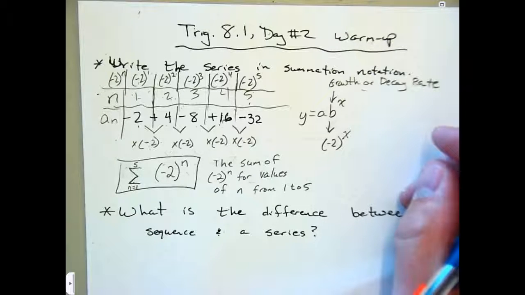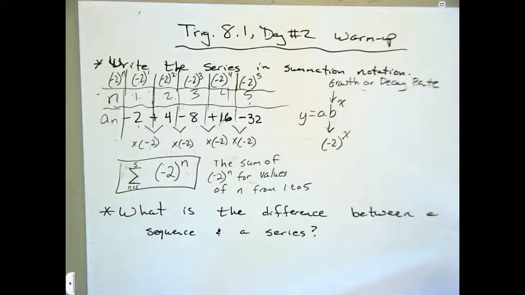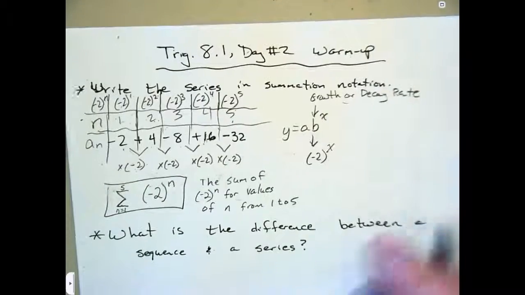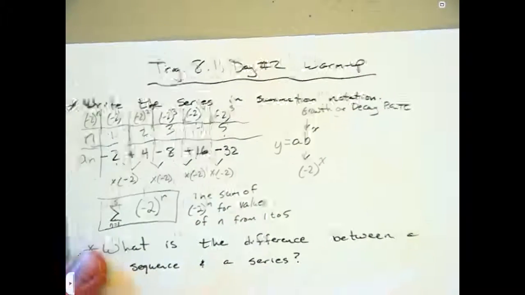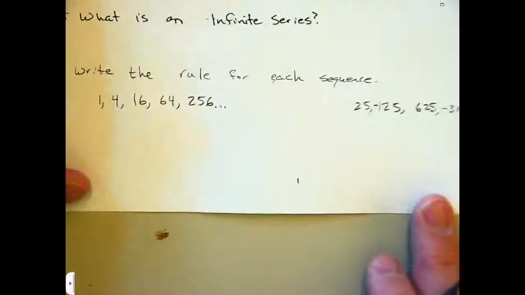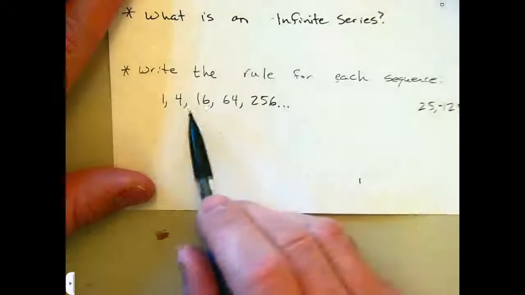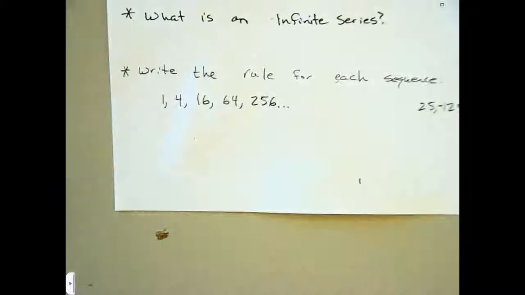Good? Any questions? Really quick review, right? Okay? Let's try this next one. Write the sequence. Now, I want you to go through the same steps for this first one. Let's do 1, 4, 16, 64, 256, and so on. Go through those same steps. Try to find your sequence.